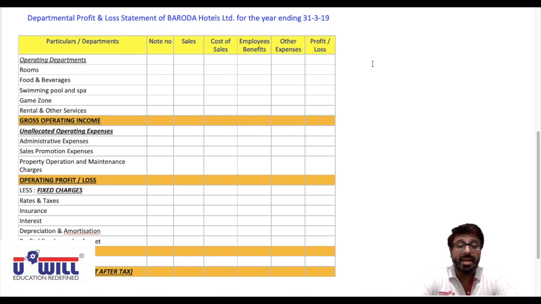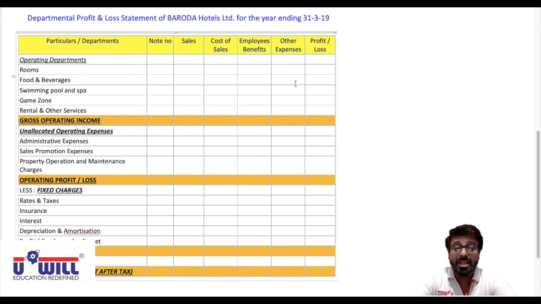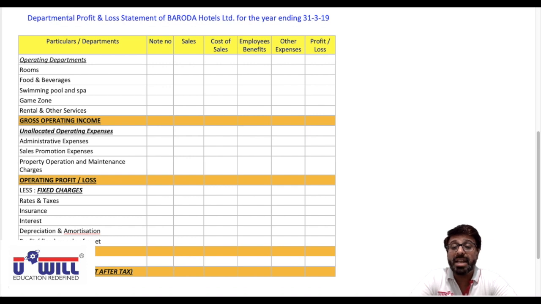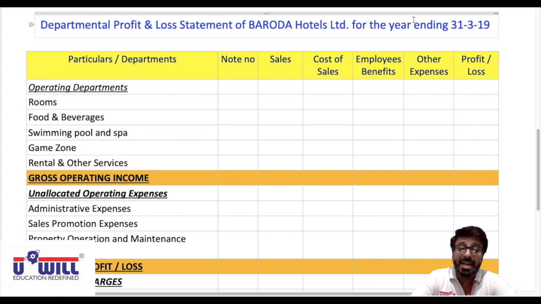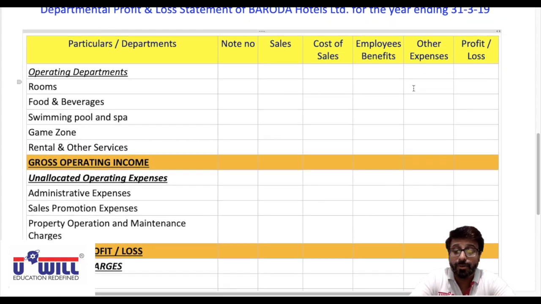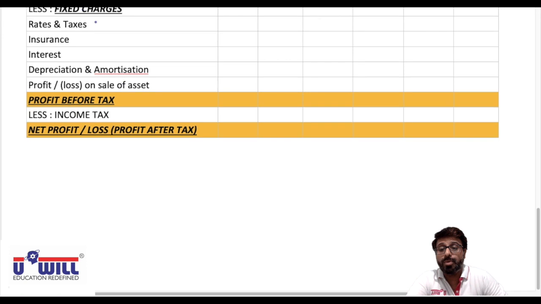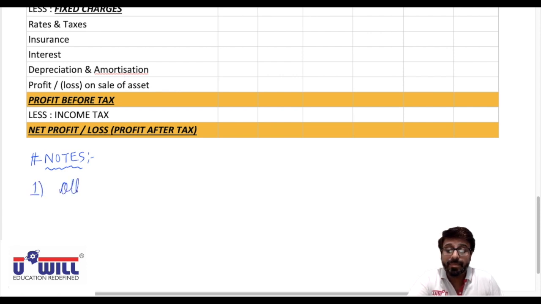I hope all of you should have done the formats. So after you all make the format, now we shall begin with the notes. First we will make the notes, and after that we will fill in the blanks in the format. So notes, all of you, after the format, give the heading as notes. Now as I said, notes we will make only for other expenses.